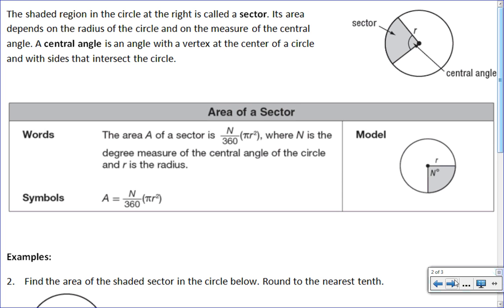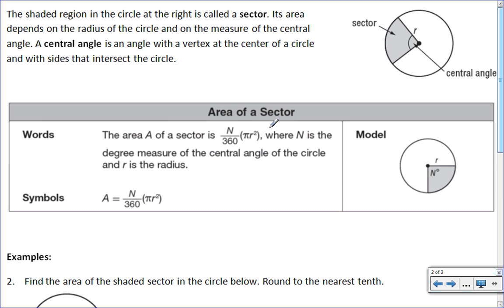Alright, let's talk about sectors. The shaded region in the circle at the right is called a sector. Its area depends on the radius of the circle and on the measure of the central angle. A central angle is an angle with a vertex at the center of a circle and with sides that intersect the circle. It's basically a part of the circle, and it does have a point at the center.